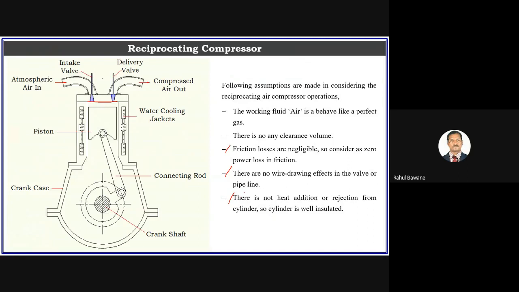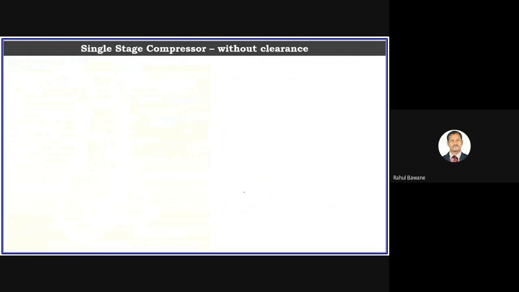Now we will see the single stage compressor. A single stage compressor means when we compress air from intake pressure to delivery pressure in one step, then it is called a single stage compressor.